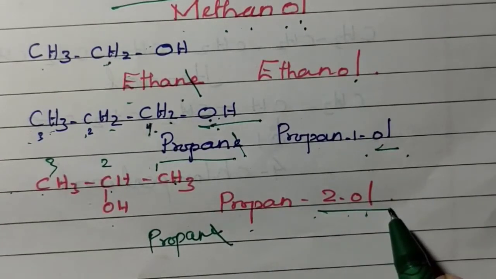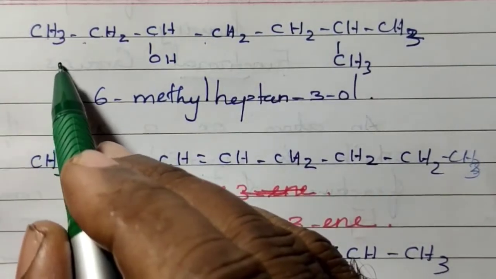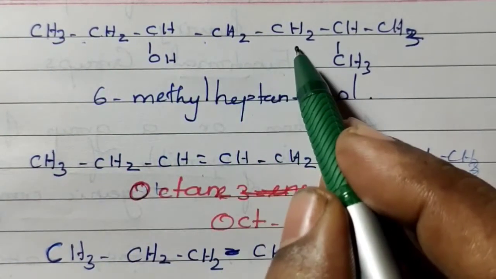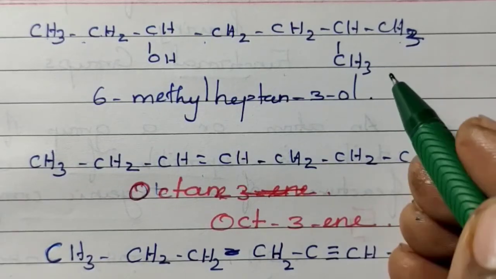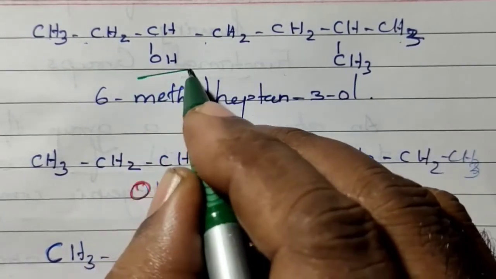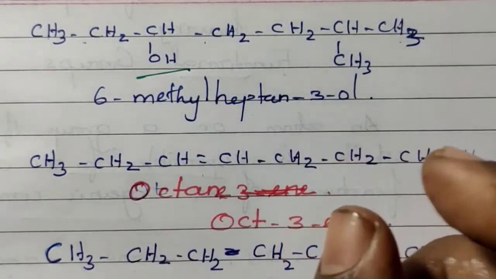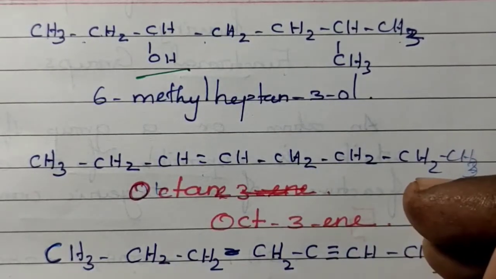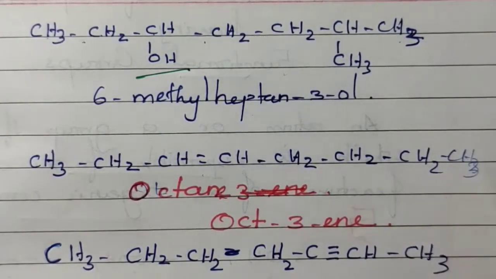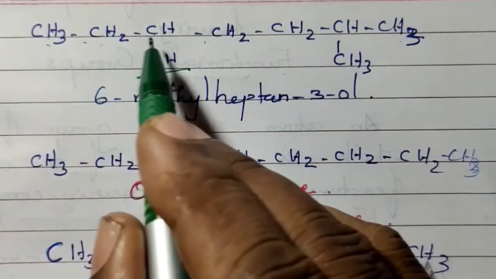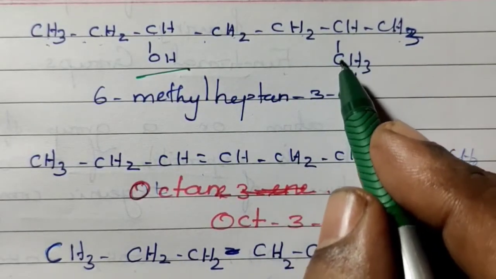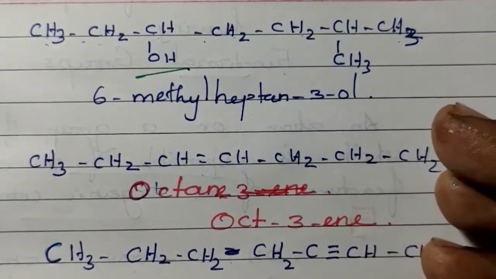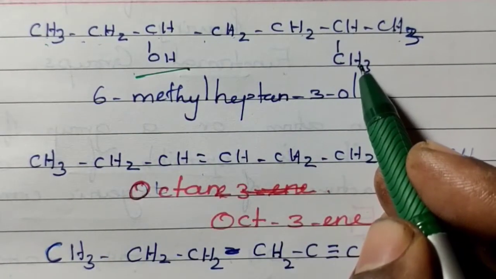Write the IUPAC name of this compound: CH3 CH2 CHOH CH2 CH2 CH(CH3) CH3. The first thing we have to identify is the functional group. The functional group present is OH. The second thing is to identify the parental chain or root chain. What is the root chain? The chain having the longest number of carbons. Here there are 1, 2, 3, 4, 5, 6, 7 carbon atoms. Another chain is present, 1, 2, 3, but we cannot consider this chain because the functional group does not come in that same chain.